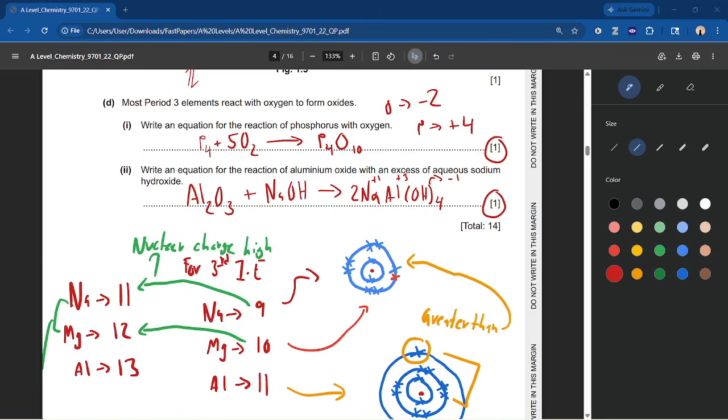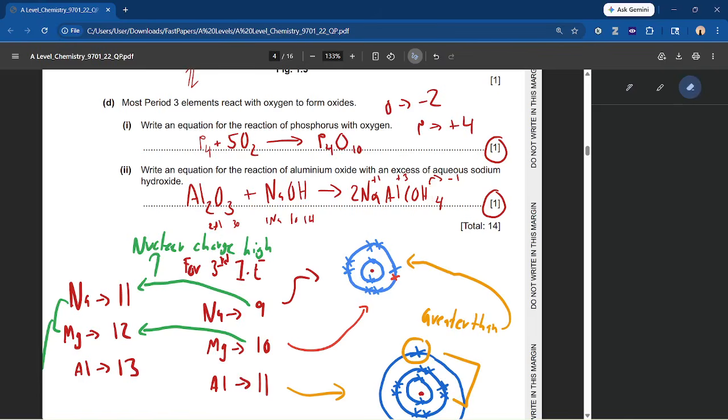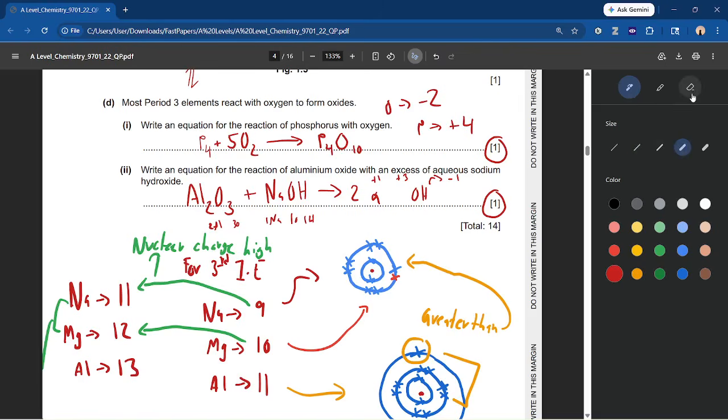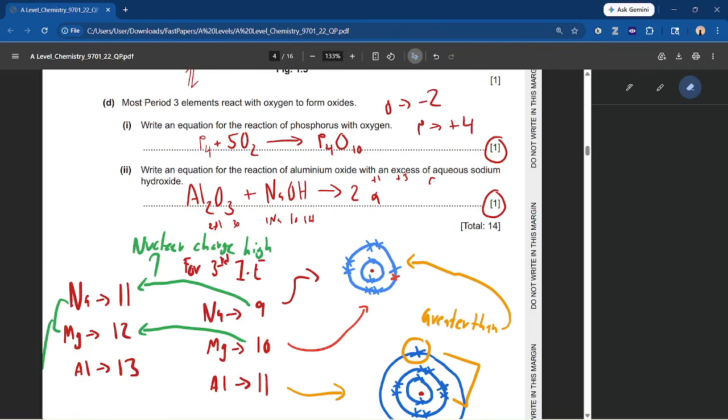So let's move on to our next question. Actually, this doesn't look right to me. One second. So aluminum, because remember, a good trick is to find out where everything needs to be constant. So you've got 2 aluminum, 3 oxygen, 1 sodium, 1 oxygen, 1 hydrogen. But we got 4 hydrogen here. No. So this cannot be right. So let's erase this. Let me get a bigger eraser over here. And let's look at it again.